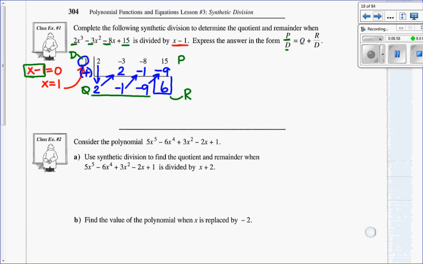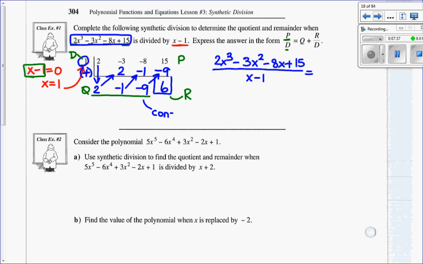So now our polynomial is 2x cubed minus 3x squared. We're actually going right back to the original form, right? So we're going to write 2x cubed minus 3x squared minus 8x plus 15 all over the divisor. The divisor was x minus 1, is equal to the quotient. That's our answer.